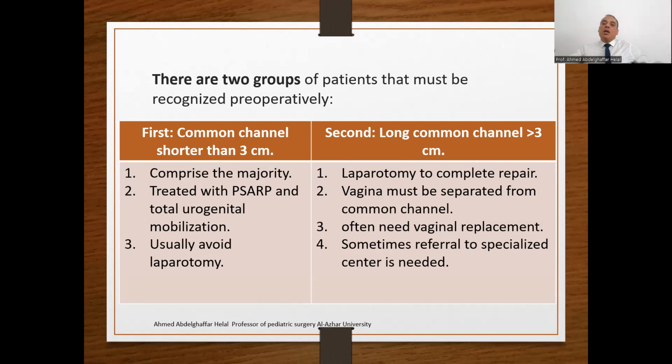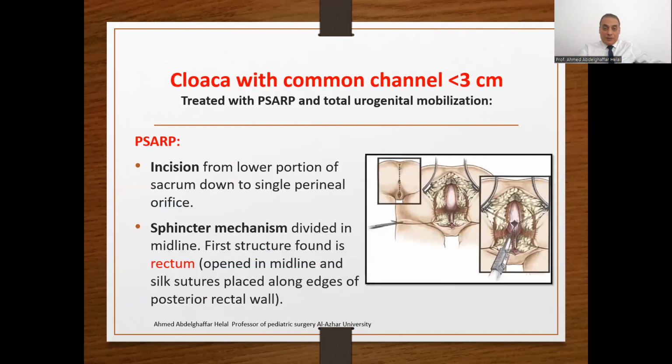On the other hand, a long common channel of more than 3 cm may reach up to 5 or 6 or 8. This is the most severe side of the spectrum. Laparotomy is often needed. The vagina must be separated from the common channel. Sometimes it needs vaginal replacement. Sometimes it needs referral to a specialized center. We can speak very rapidly about the principles of the surgical repair.